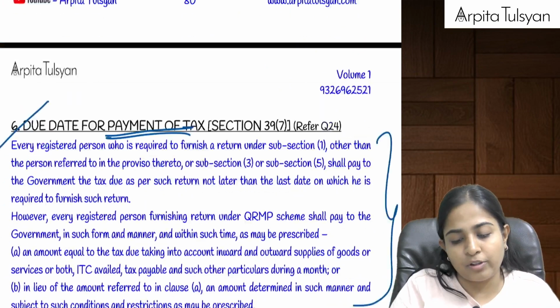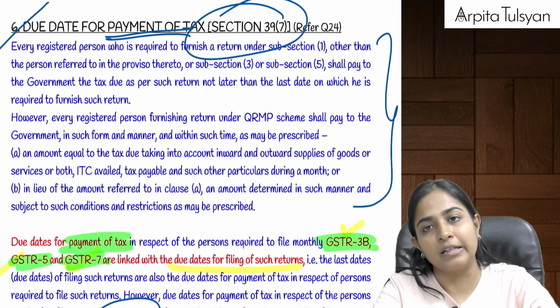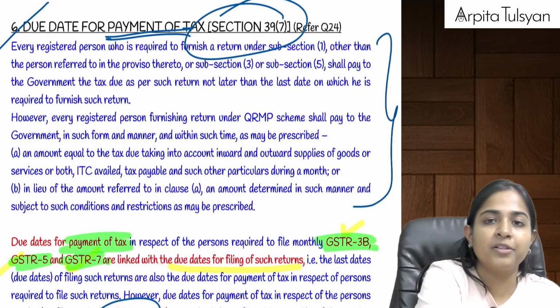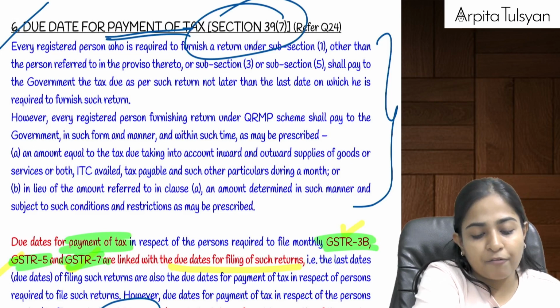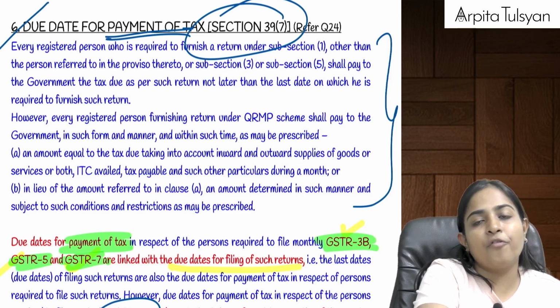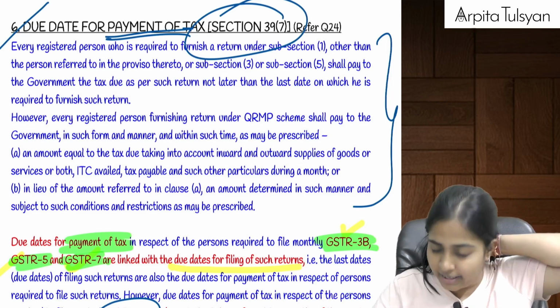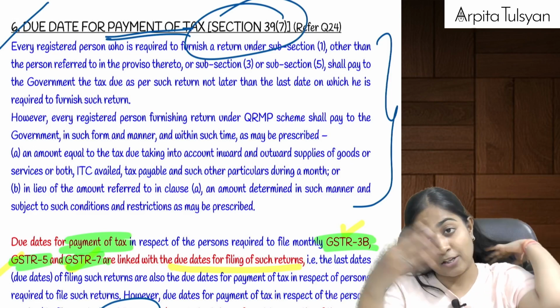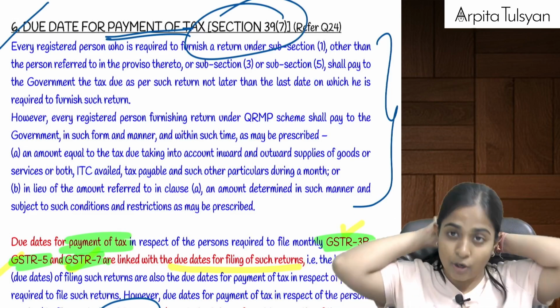So till there we have completed. Now going on to the last part of section number 39. Section 39 subsection 7 talks about the due date for payment of tax. Now we studied the filing of returns and the due date of filing the returns, GSTR 1, 3B and many other returns also. But what about the due date for payment of taxes?